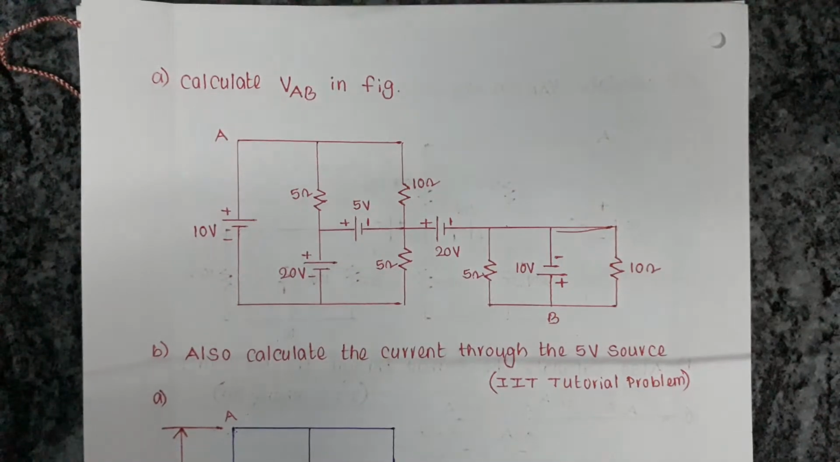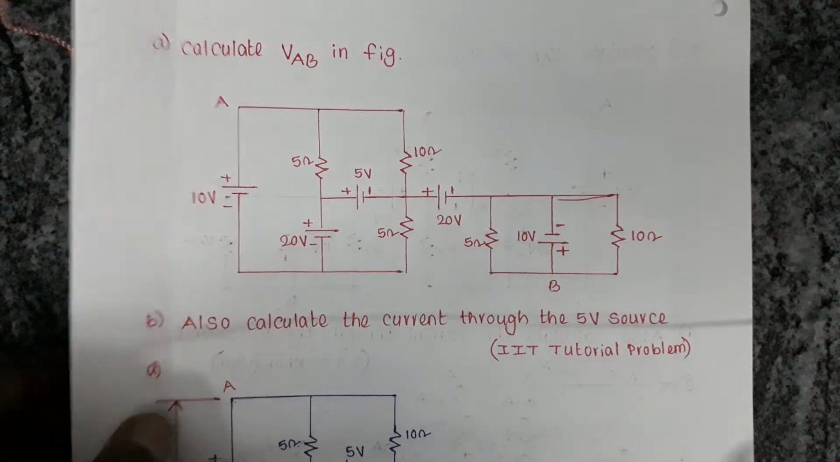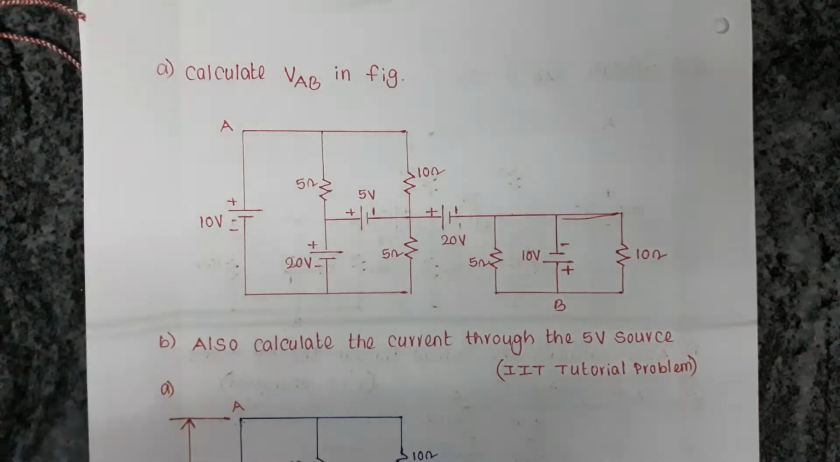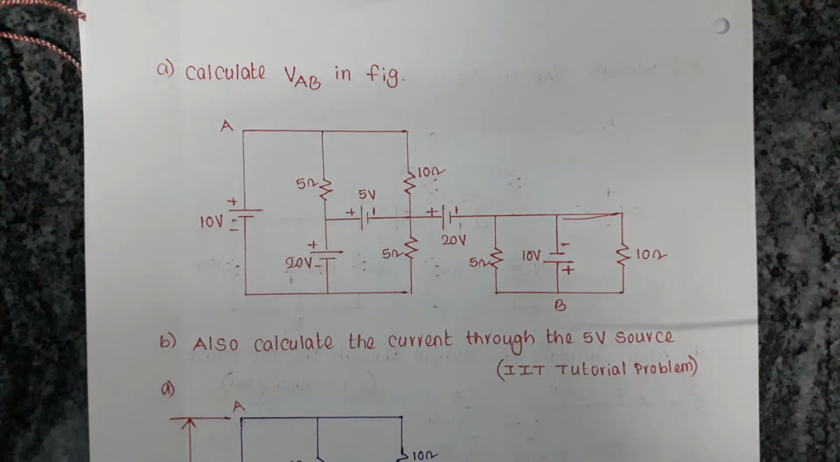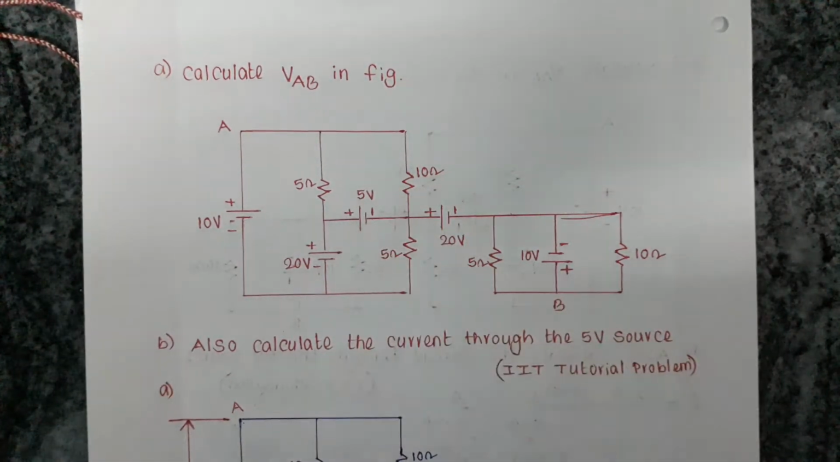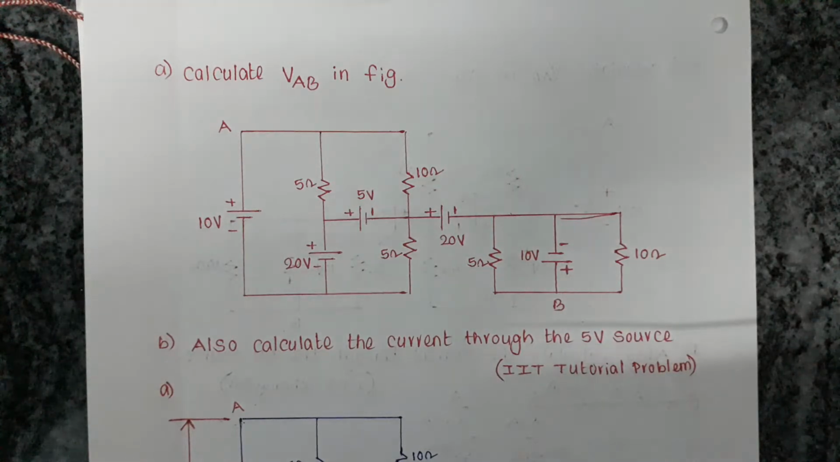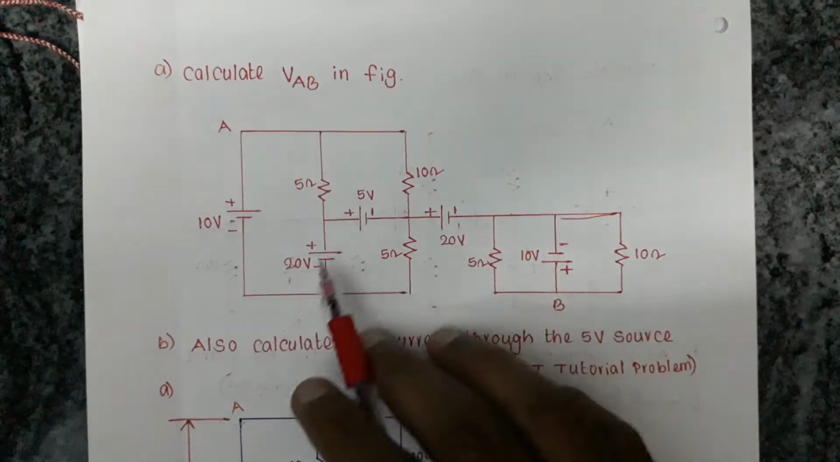So in this video, I'm going to solve a problem by using KCL and KVL, which is an IIT tutorial problem. So this is the problem: calculate VAB in the figure. This is the figure given. I have taken this problem from IIT tutorials, and this is the circuit.